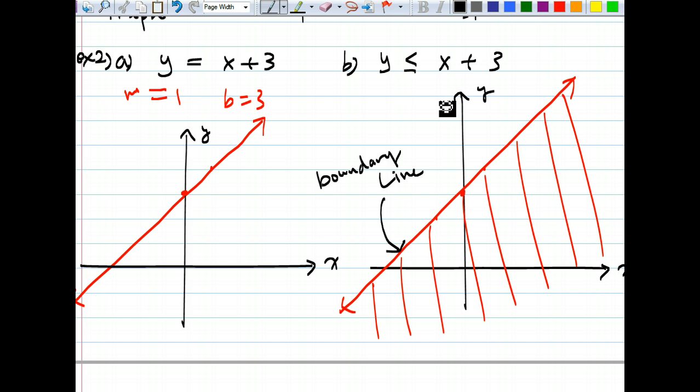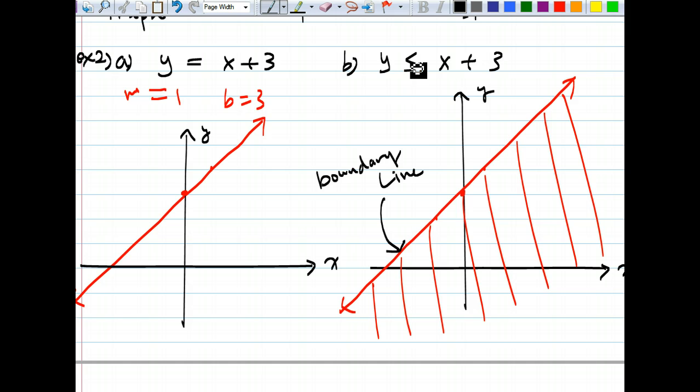Now, which point should I choose? I want to choose the easiest. How about 0, 0? Look, 0 is less than what? 0 plus 3, which is 3. Is that true? Is 0 less than or equal to 3? Since it's less than, it is still true. Does that make sense?